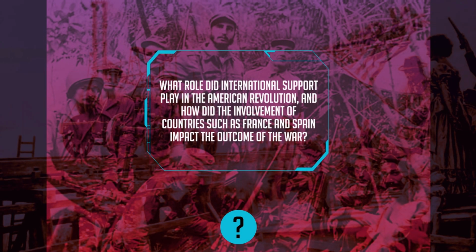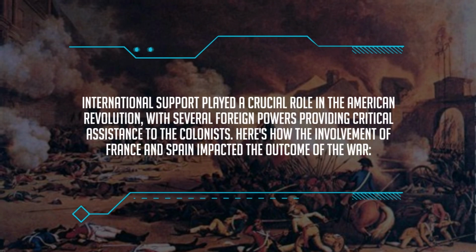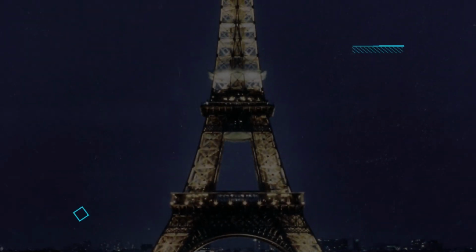What role did international support play in the American Revolution, and how did the involvement of countries such as France and Spain impact the outcome of the war? International support played a crucial role in the American Revolution, with several foreign powers providing critical assistance to the colonists. Here's how the involvement of France and Spain impacted the outcome of the war.